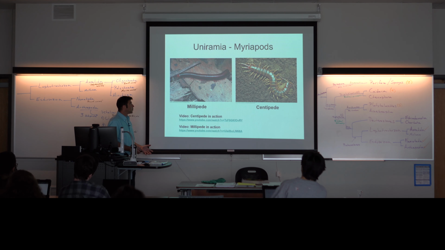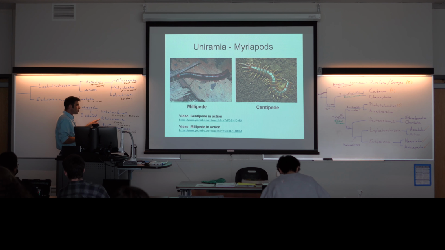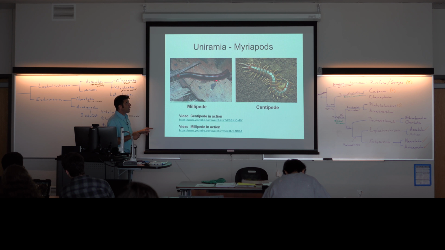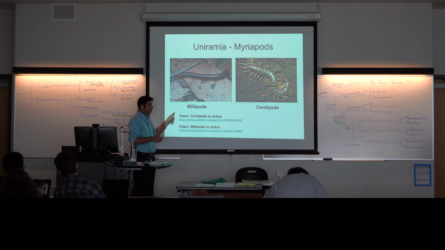When we move to the next group, this Uniramia, which is our second large subphyla, this is going to include the insects and the myriapods. We're looking right now at the myriapods. Myriapods just mean many segments and many legs. The examples of myriapods are either millipedes or centipedes.